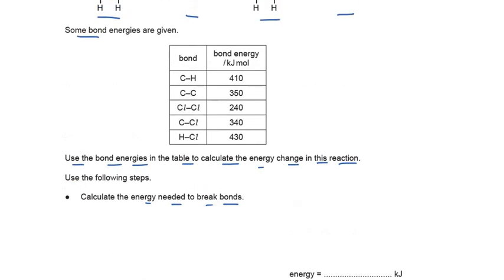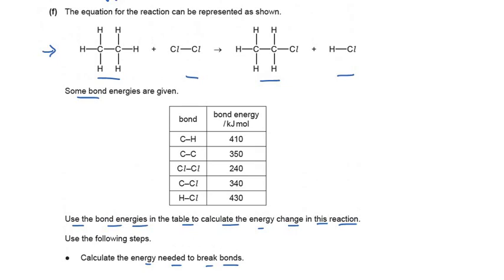Let's have a look and remember how many bonds there are. We can see that there is one C-C bond, and there are C-H bonds 1, 2, 3, 4, 5, 6. There are 6 C-H bonds here, and then there is one Cl-Cl bond on the reactant side. On the product side there is one bond less of C-H and one additional bond of C-Cl is given, and an H-Cl bond is also added.